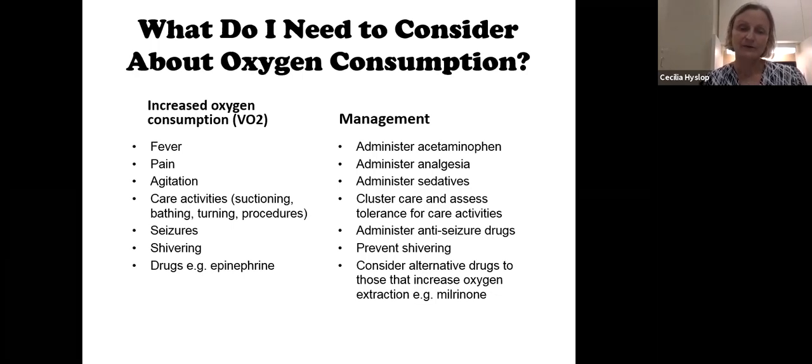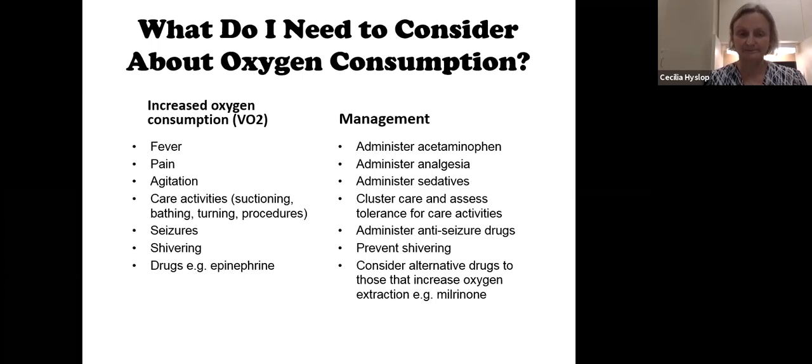We also have to recognize that patients have seizures, and not all of them are clinical seizures that we can see, and that we have to look at other markers that might be demonstrating to us that our patients potentially have seizures, like delays in their pupillary constriction, for instance, changes in their vital signs. Shivering markedly increases their oxygen consumption.